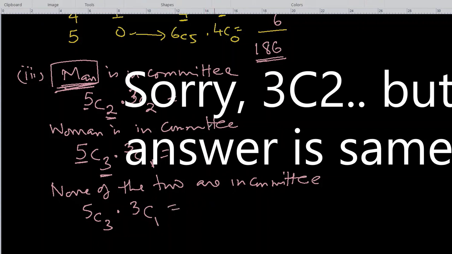So let's see what these give me. When I use my calculator, I get 30 here, 30 here, and 30 here. Total 30 plus 30 plus 30, 90 selections are possible.